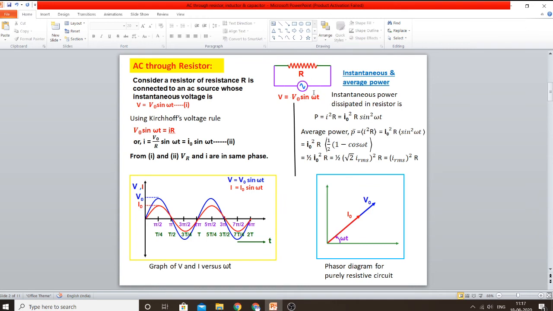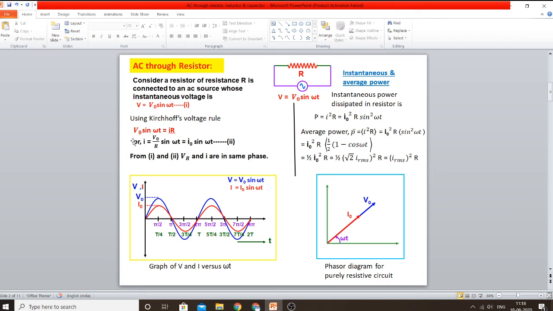Here see, a resistor is connected with an alternating source. Let the instantaneous voltage supplied by this source be V0 sin omega t. So when due to this source current will pass through this circuit. Since it is a resistor, some voltage drop will take place here. Now if we use Kirchhoff's rule, this instantaneous voltage must be equal to the voltage drop across this R.